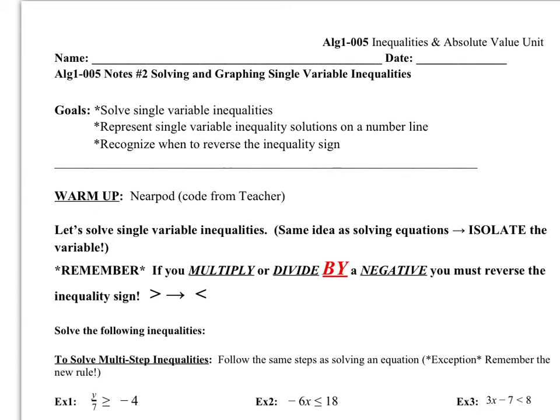So today we're going to solve single variable inequalities. We're going to represent their solutions on a number line, and we're also going to recognize when to reverse the inequality sign. So when we solve single variable inequalities, it's the same idea as solving an equation. Our goal is to isolate the variable.